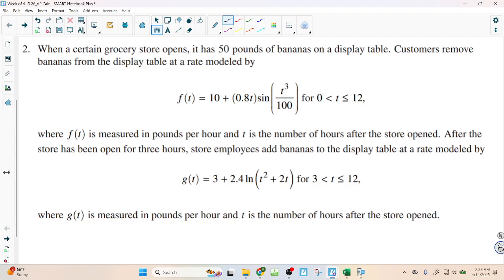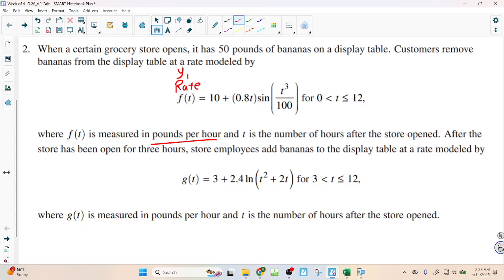We want to measure this in pounds per hour. Is pounds per hour a rate? Cool, so this is a derivative. This is a rate. Okay, and I'm going to call this y1, because I'm going to put this in y1 anytime now, okay?